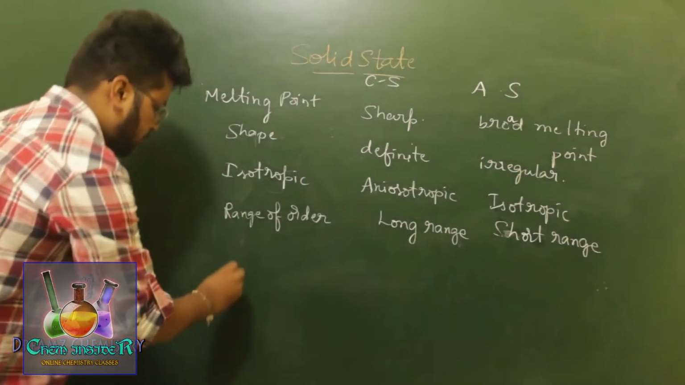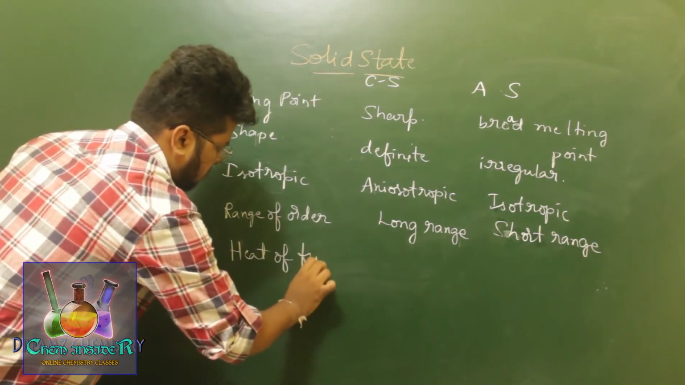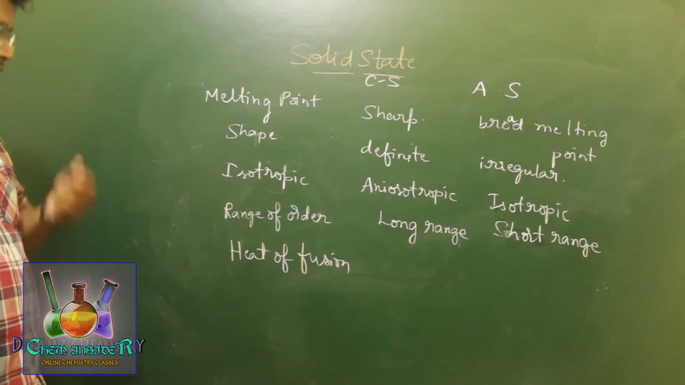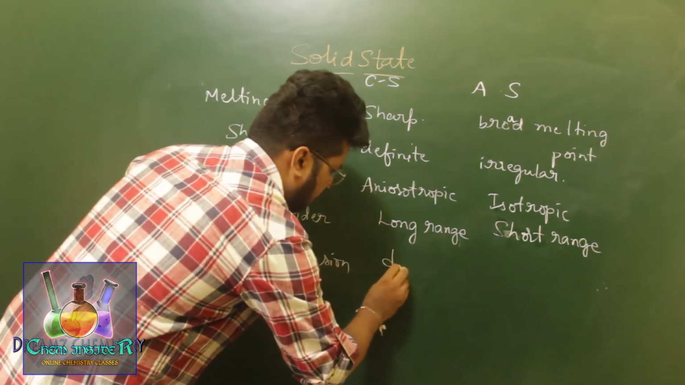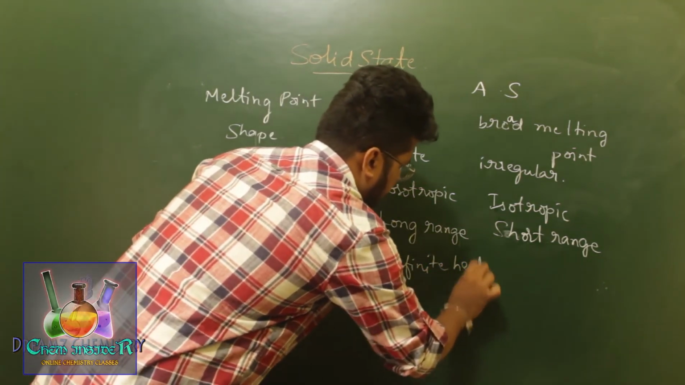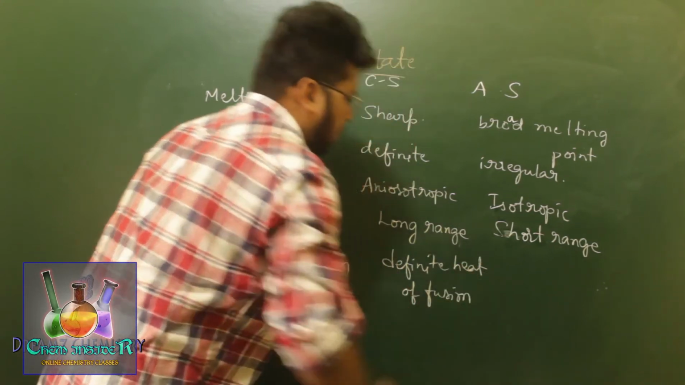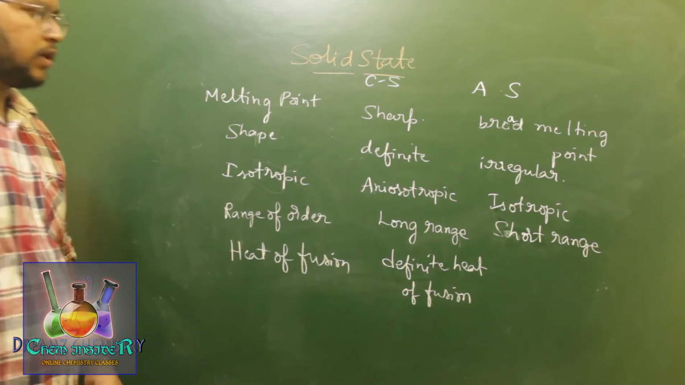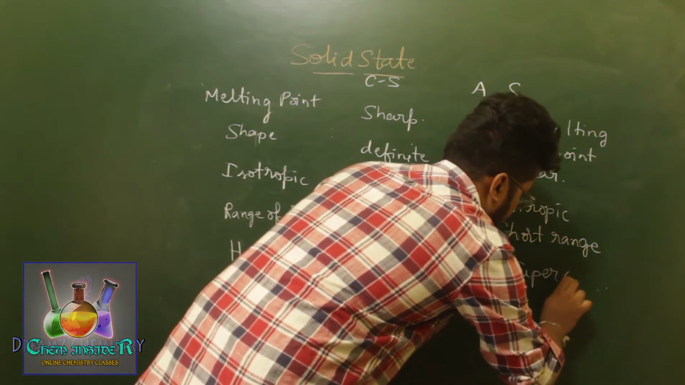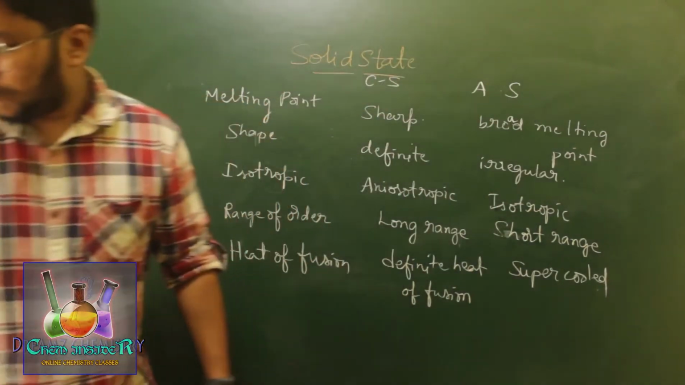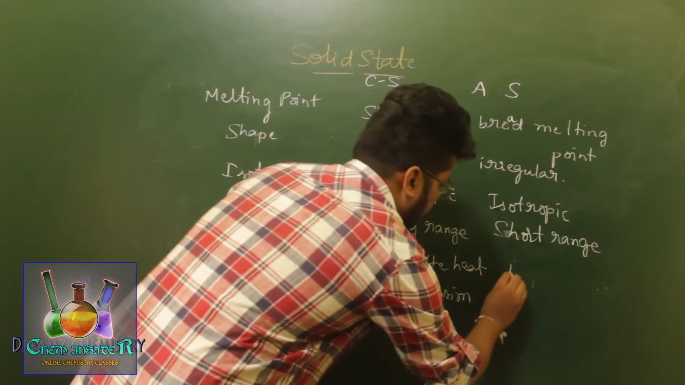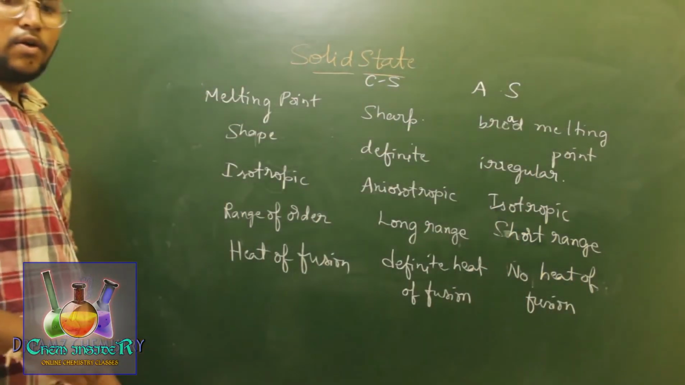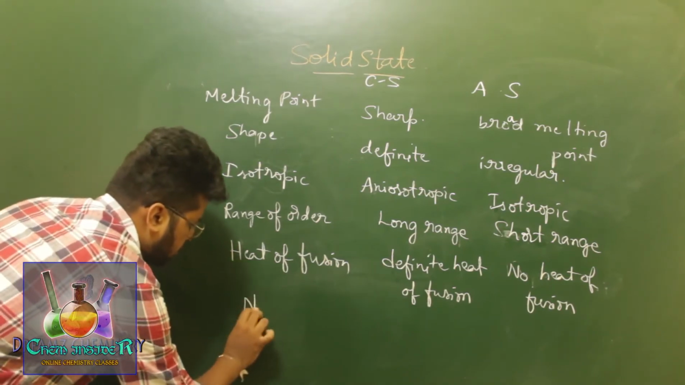Next comes the heat of fusion. This heat of fusion explains the temperature at which, or the temperature range over which, the solid is getting liquefied. So crystalline solids have a definite heat of fusion. That means the crystalline solid is completely converted to liquid. But in the case of amorphous solids, when they are heated, they form a powdered salt. They are also called supercooled liquids. For this property, they don't have a heat of fusion, no heat of fusion for amorphous solids.